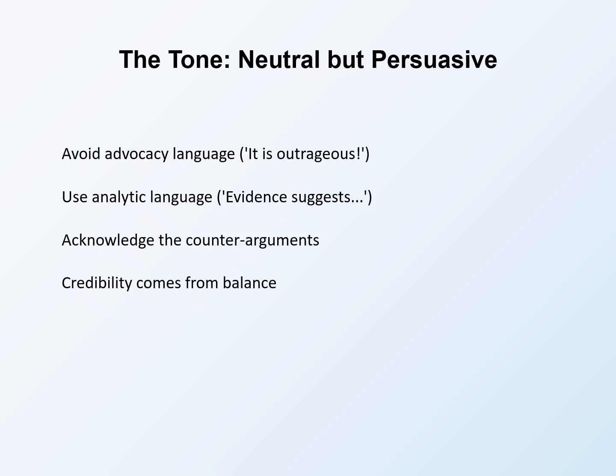Crucially, you must acknowledge the counter-arguments. If you pretend there are no downsides to your plan, you look naive or dishonest. State the downside clearly. This will cost $10 million. And then explain why the benefit outweighs it. Credibility comes from balance. The decision maker needs to trust that you have looked at all the angles.